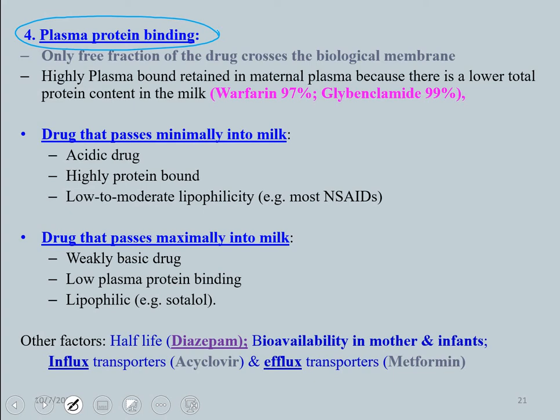If another drug comes and displaces warfarin and glibenclamide, what will happen? The free concentration of these drugs will be high in the blood, and then they will go into excretion. So drugs that pass minimally into milk are highly protein bound drugs, and those that pass maximally are low plasma protein bound drugs. And if a drug is more lipophilic, it will also pass maximally into the milk, as we discussed earlier.